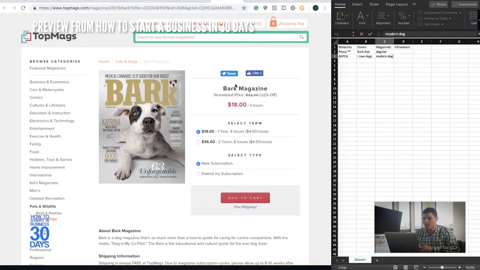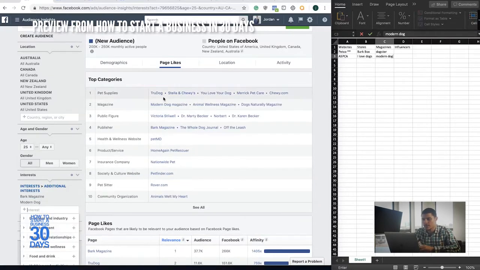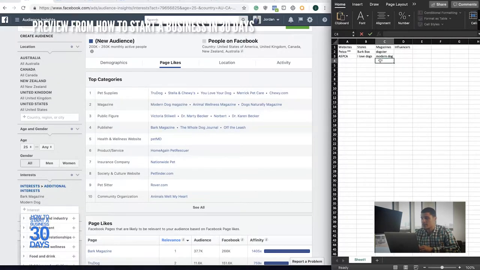Okay, let's see, we got Bark Magazine. There we go, Bark Magazine. Look at all this good dog stuff. Public figure, let's look at what these are. I bet you these public figures, Victoria Stilwell, Dr. Marty Becker, Norbert, I promise you, I'm willing to bet you guys right now that these are gonna be veterinarians. Bark Magazine, The Whole Dog Journal, Off the Leash. This is some good stuff. So we're going to go ahead and put Bark Magazine here.